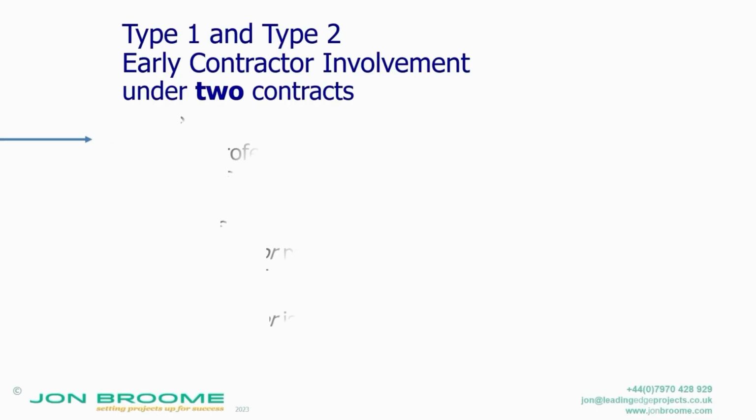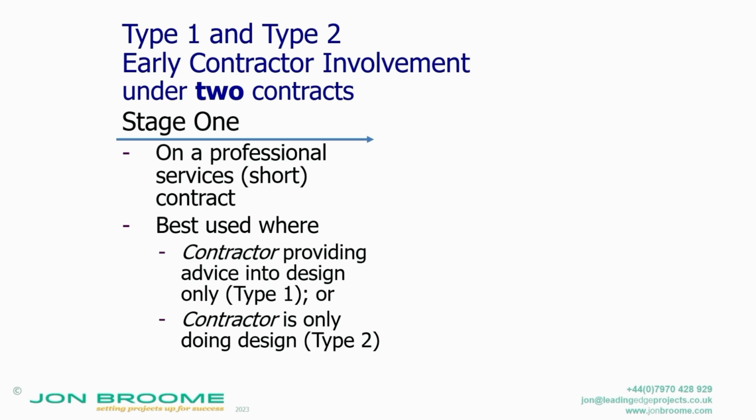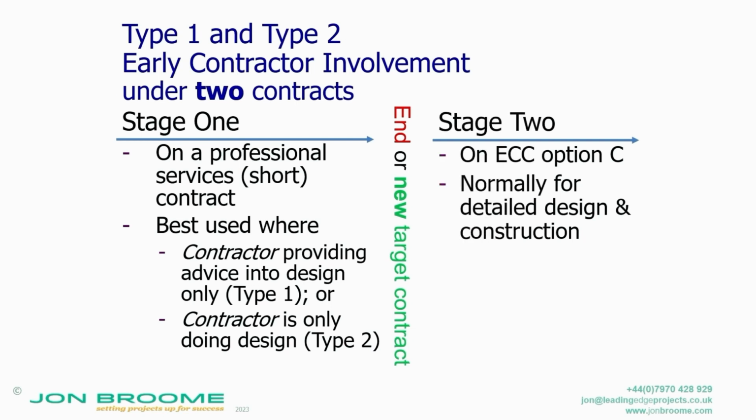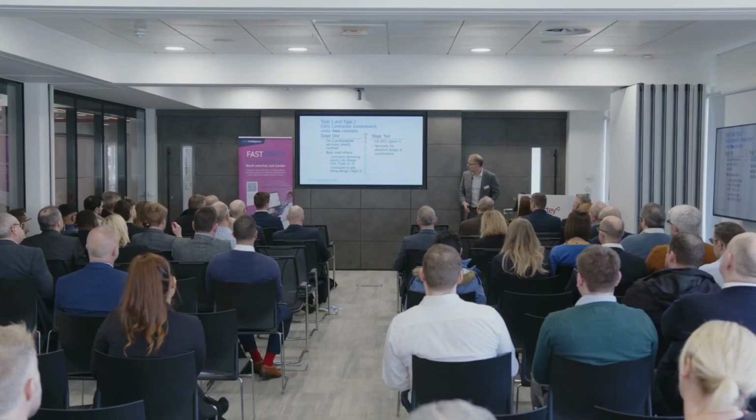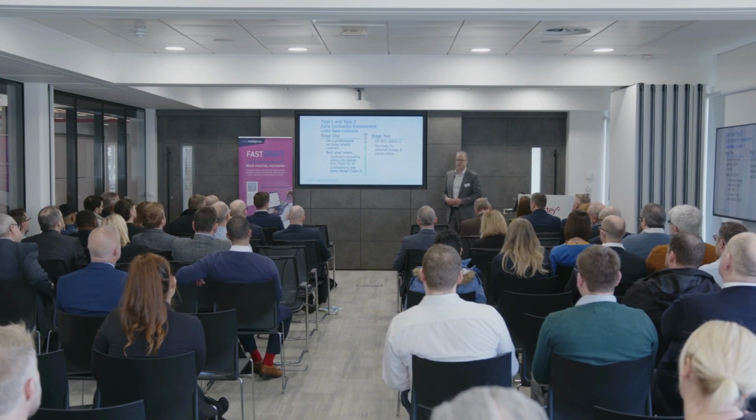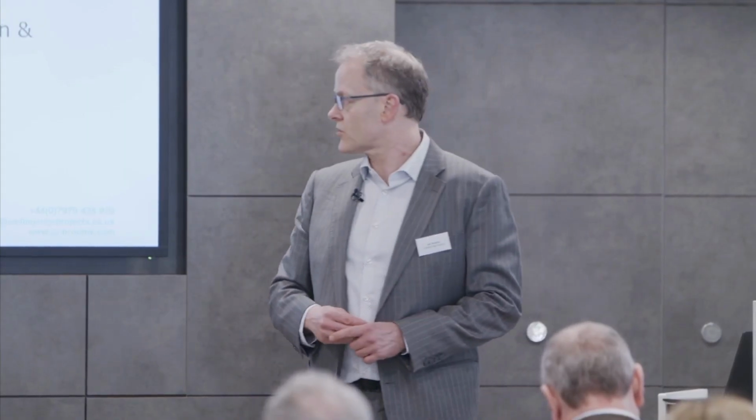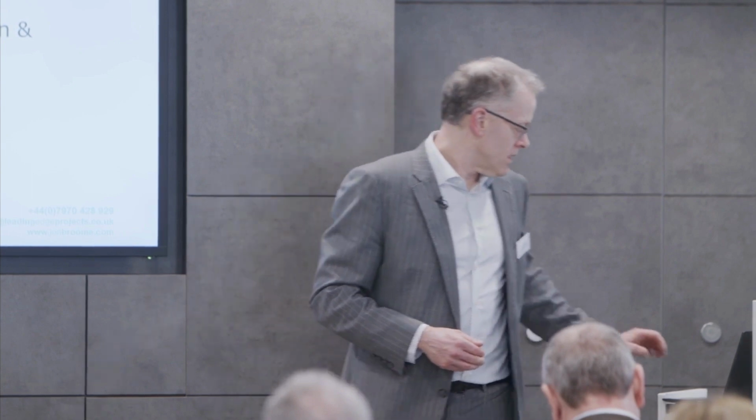So the first one, the simplest type of ECI, is what I call type 1 and type 2. Essentially you have stage 1, which is done on a professional services contract. And then you have a separate construction contract, normally for detailed design and construction under a target cost contract arrangement.